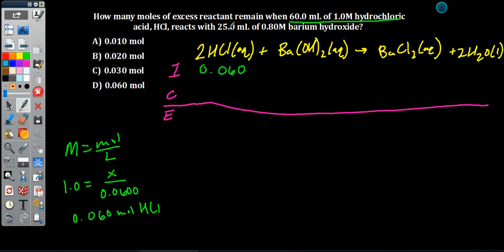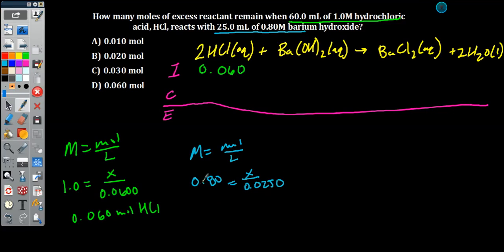Next, I'm going to figure out moles of barium hydroxide, again using the molarity equation. I've got a 0.80 molar solution, and I've got 25 mils, or 0.0250 liters. A little trickier here when it comes to doing this without a calculator. So I'm going to throw it into scientific notation to get 8.0 times 10 to the minus 1 is equal to x over 2.5 times 10 to the minus 2.